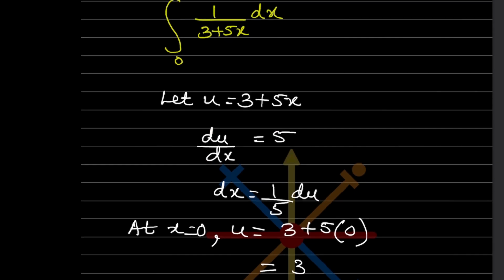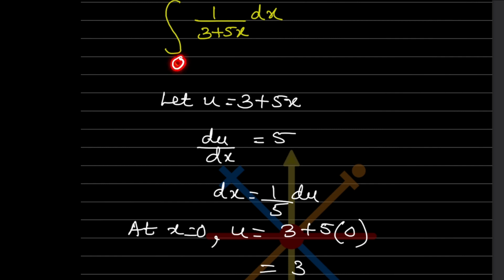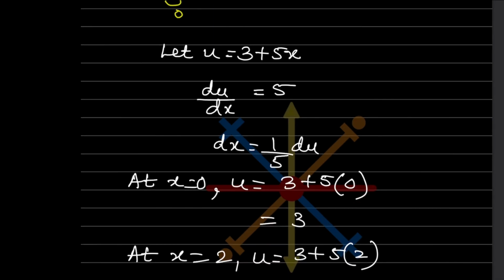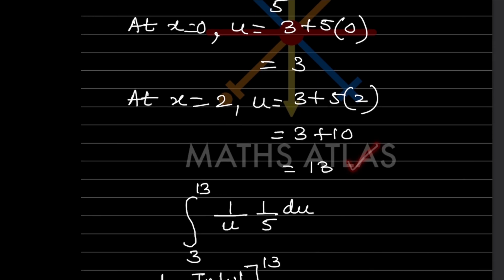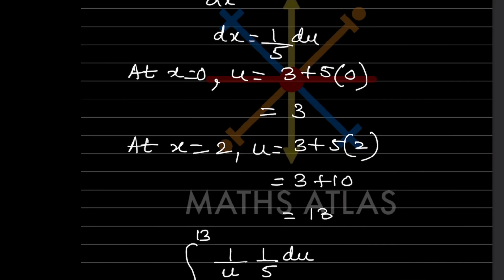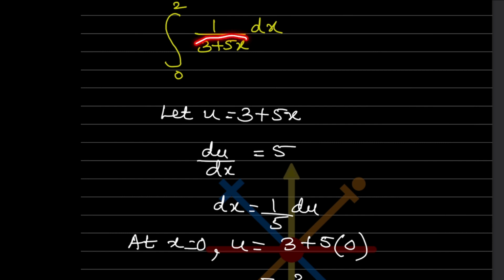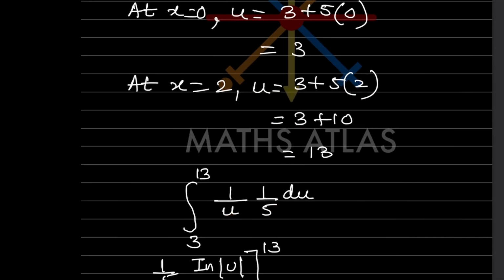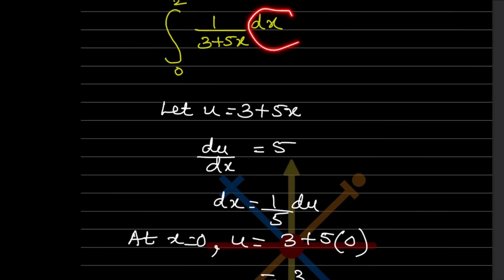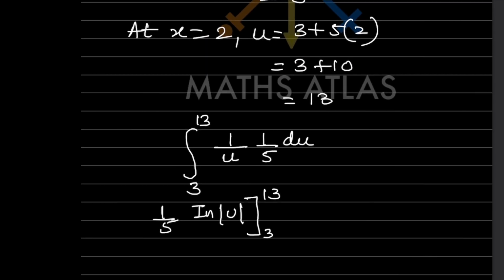So now if we take x as 0, you get the same thing as in the previous one, that the value of u is going to be 3. When you take x as 2, the value is going to be 13. So now what will you do here? This is just u, so you will write here 1 by u, and for dx, what did you get here? 1 by 5 du.